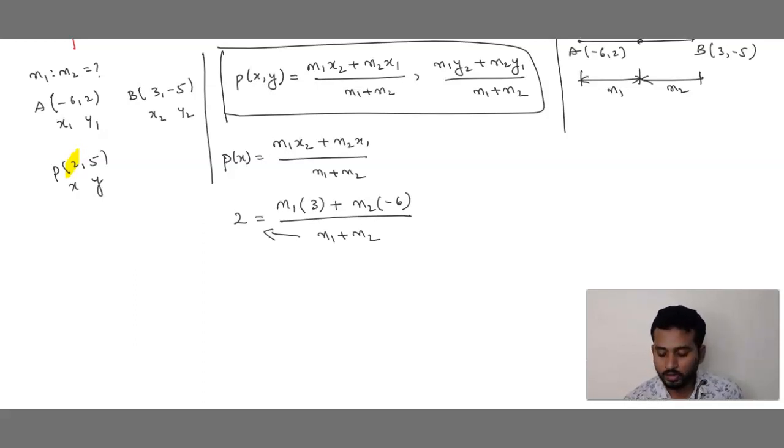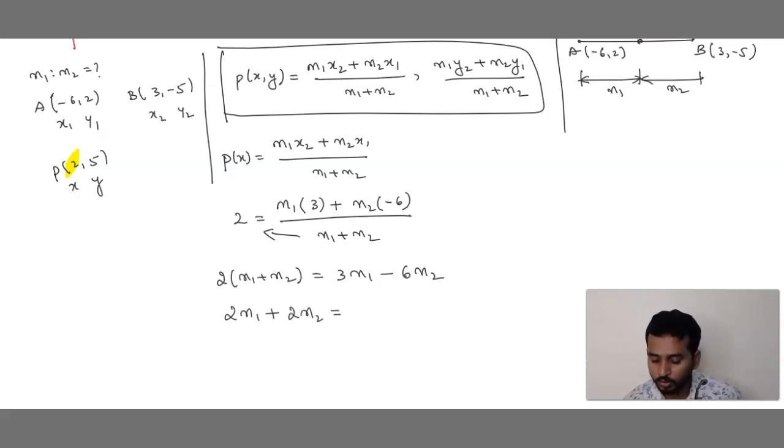Now can we cross multiply this m1 plus m2 into 2? So it becomes 2 into (m1 plus m2) is equal to m1 into 3, 3m1, plus into minus minus, m2 into 6, 6m2. Got it? Now 2 into m1, 2m1, plus 2 into m2, 2m2, is equal to 3m1 minus 6m2.